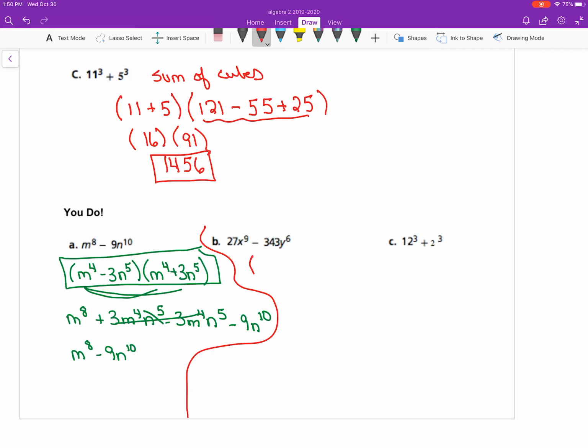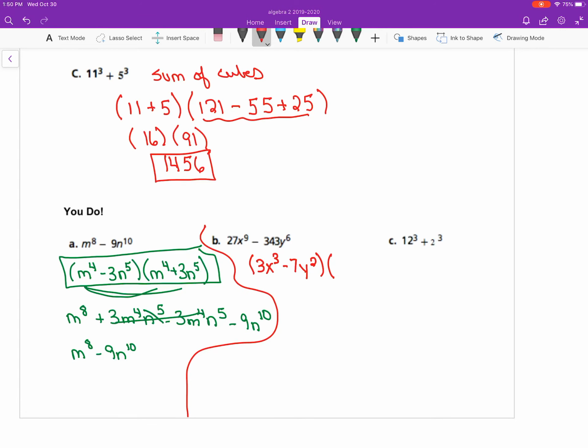So again, cube root the first term. The cube root of 27x to the 9th is 3x cubed. The cube root of 343y to the 6th is 7y squared. Because 3x cubed times 3x cubed times 3x cubed gives me 27x to the 9th. And 7y squared times 7y squared times 7y squared gives me 343y to the 6th.